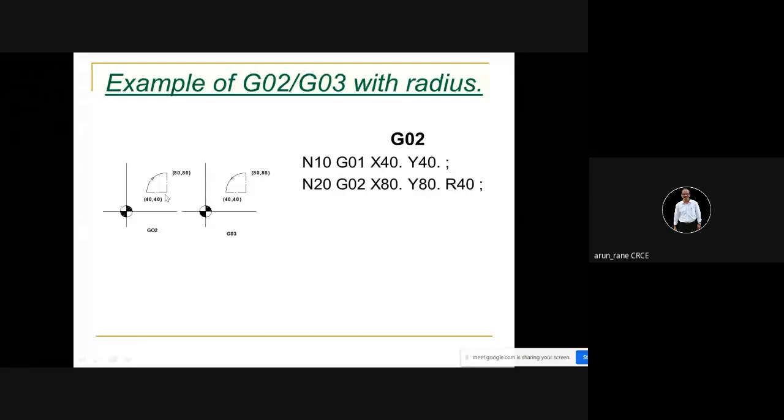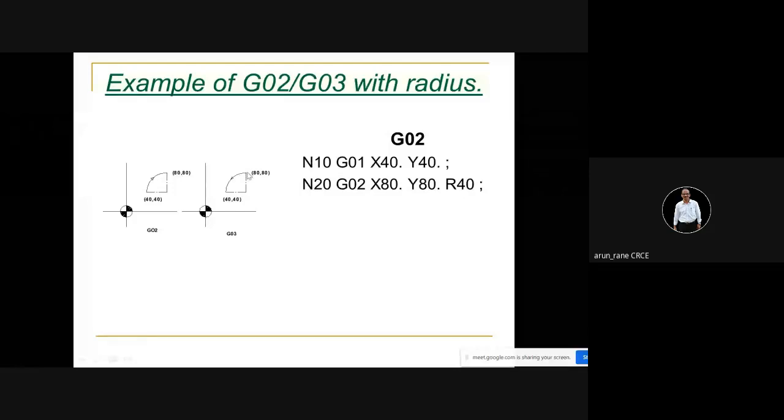In this case, how will the center be defined? It will be defined always with respect to the start point. So with respect to the start point, where is the center point? That is on this axis only, and it is down. So I stands for X, J stands for Y. So I will be 0 and J will be minus 40. It is 40 mm down, isn't it, on the negative side.